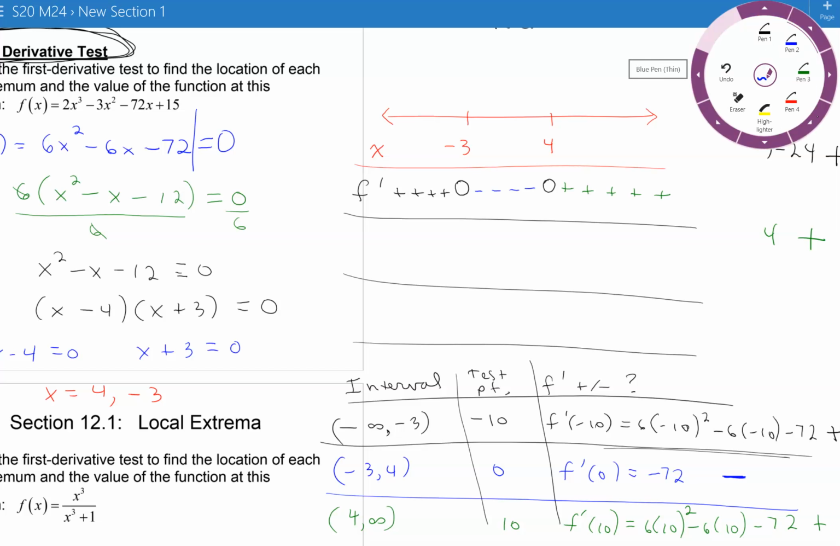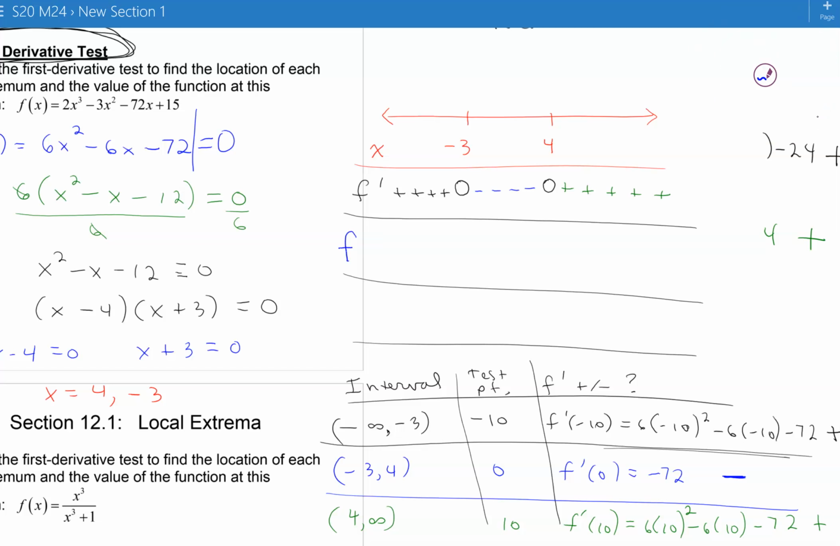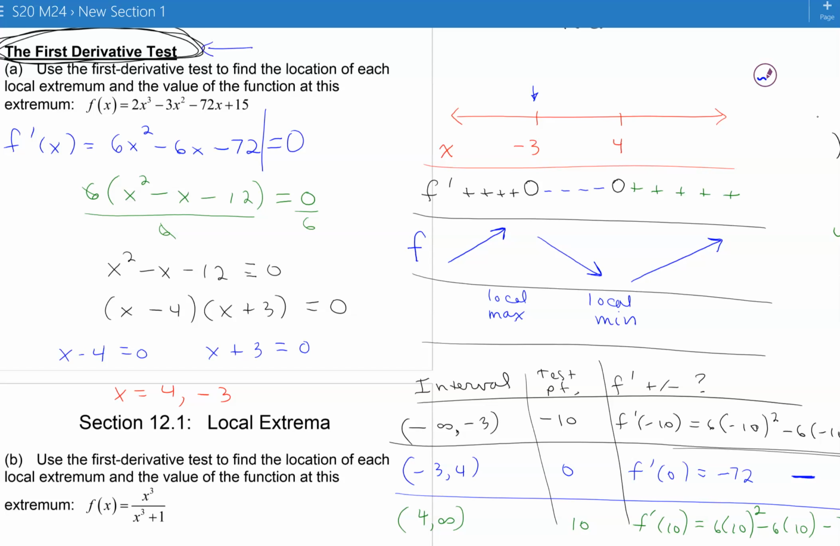So now let's indicate what's happening with f, the function. If the derivative is positive, the function is increasing. So wherever the derivative is positive, the function is increasing. And where the derivative is negative, the function is decreasing. Well, at x equals negative 3, we can see that the function's rising and then has a place where the derivative is 0 and then falling. So that's going to be a local max. And then the function is decreasing, then hits a place where the derivative is 0, then rises. So this is going to be a local min. So this is the first derivative test. All this work that we've just done here is the first derivative test.